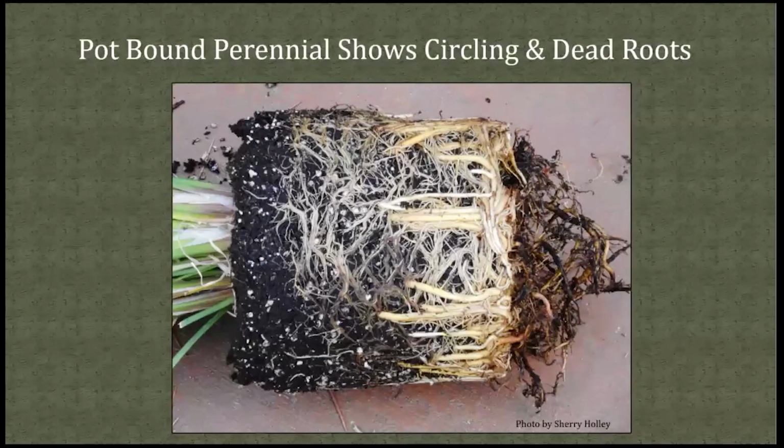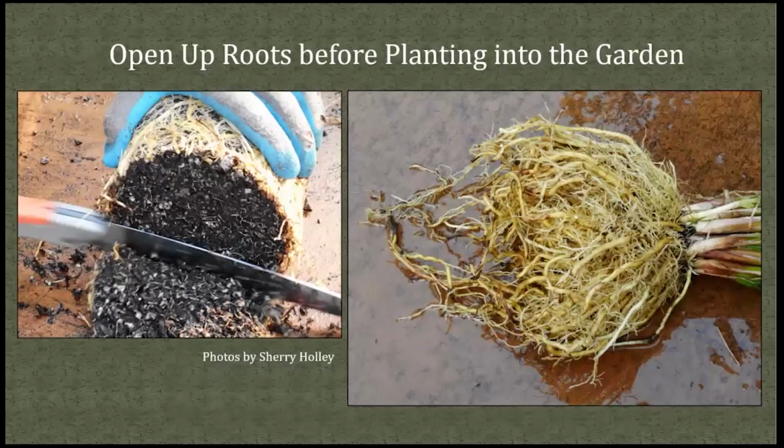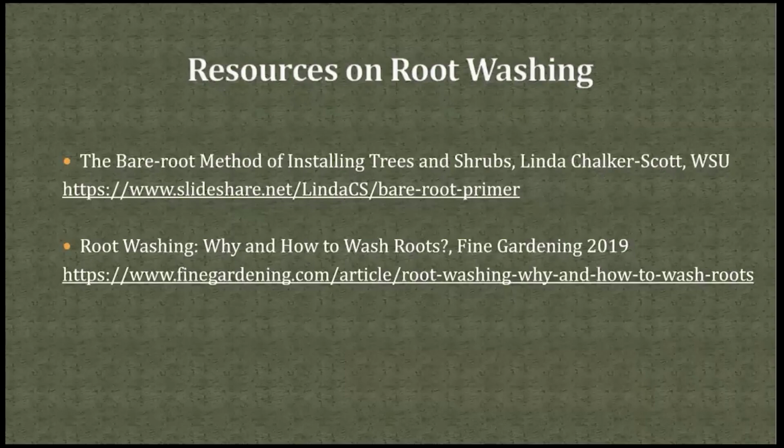And finally, an example with a perennial plant that obviously had sat in the container for too long. And the way to do it is cut off the bottom and remove the medium and straighten out the roots. And this will allow us to see really how big the roots are in order to dig the correct planting hole. So here are a couple of resources from Linda Chalker-Scott on the root washing.